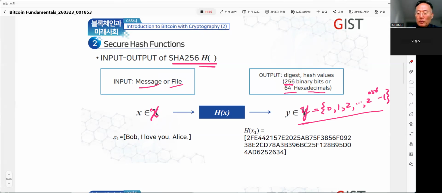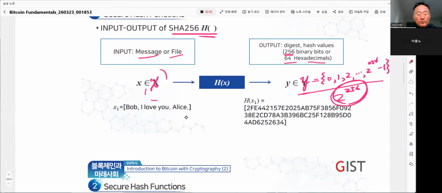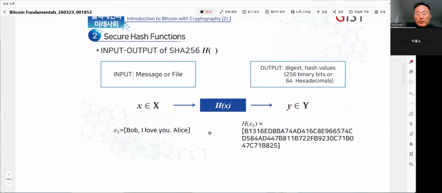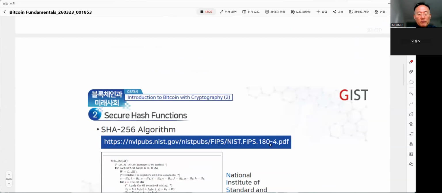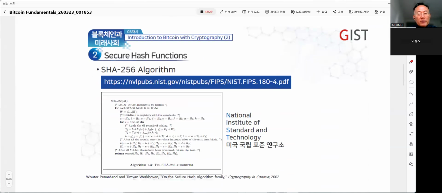The total number of elements is 2 to the power of 256. There are only this many elements. How many elements are in X? Much more than the 256-bit elements. So that's what happens. But I love you at least with no point to get output, which is completely different from the first one.